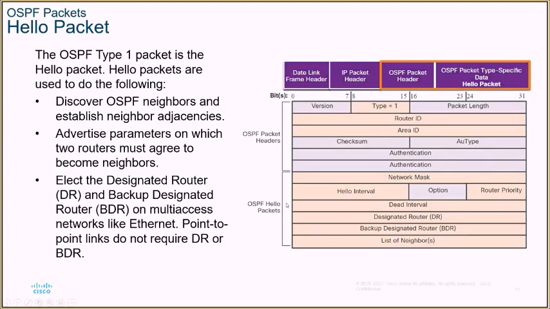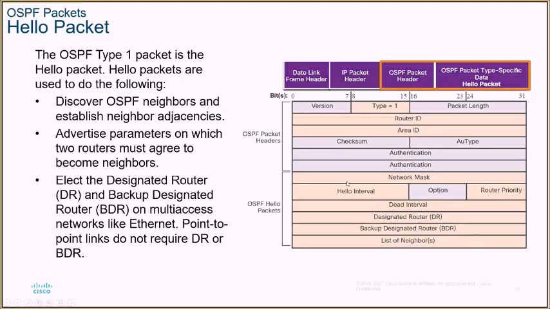That's the header. The payload of the packet has the network mask, and then the hello interval, which is how many seconds between hello packets. There's a router priority field, which can be used for the DR, BDR election. Then there's a dead interval, which is how long since I've gotten a hello packet before I declare that router dead. Then the designated and backup designated router, and a list of neighbors it already knows.